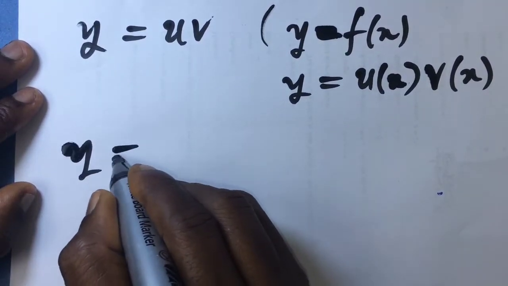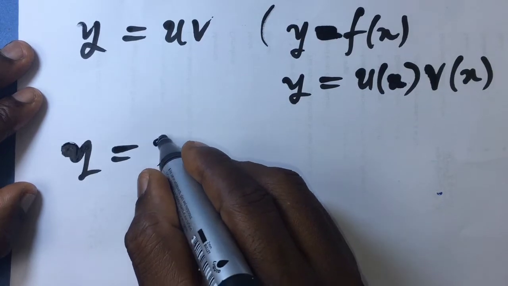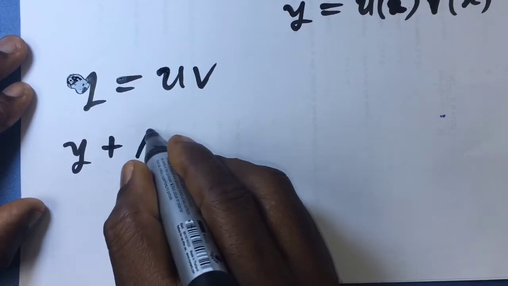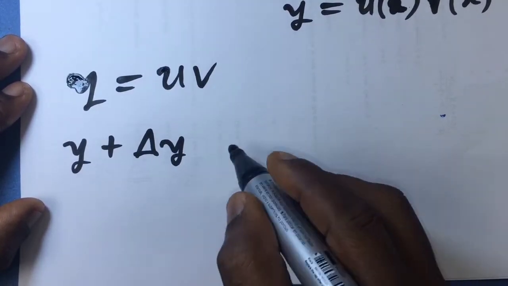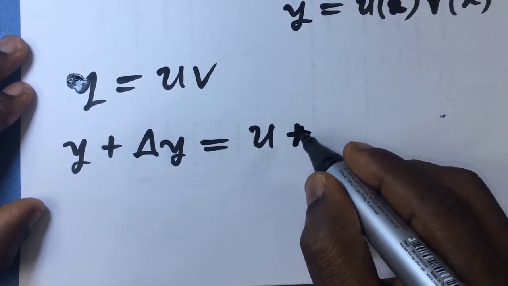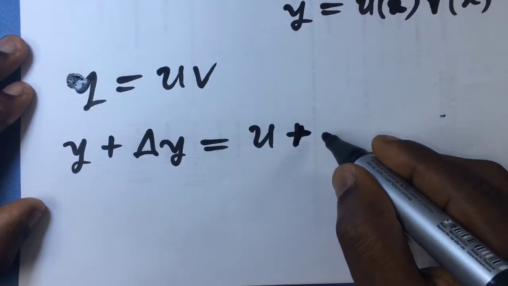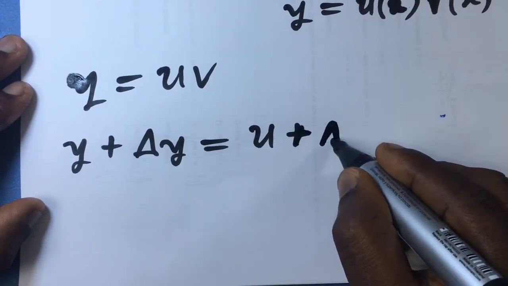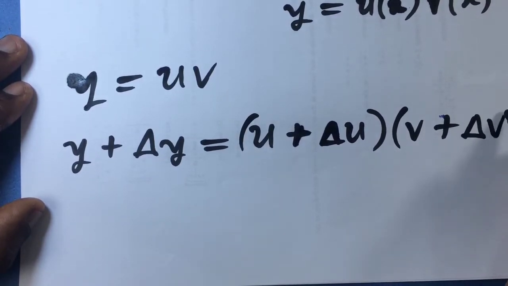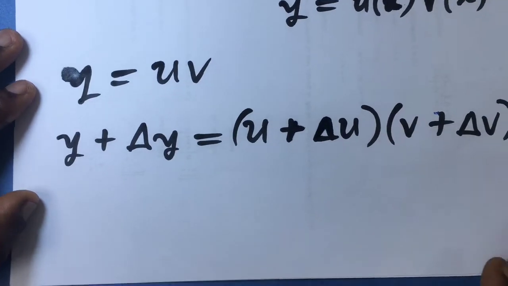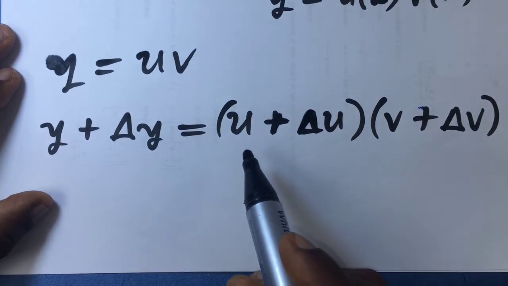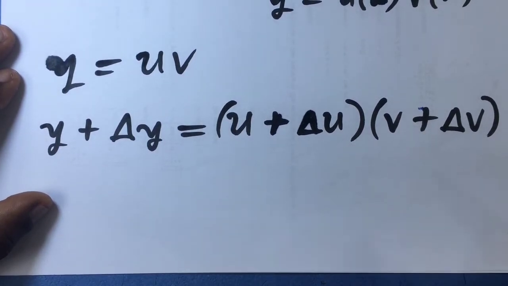I'm going to write y equals uv. Okay, now if an increment, an infinitesimal change must occur in y, then this must have come from an infinitesimal change in u. Okay, so you end up having y plus delta y equals u plus delta u, okay, times v plus delta v. Now this is because an increment in y can only come when there's an infinitesimal increment in u and an infinitesimal increment in v.